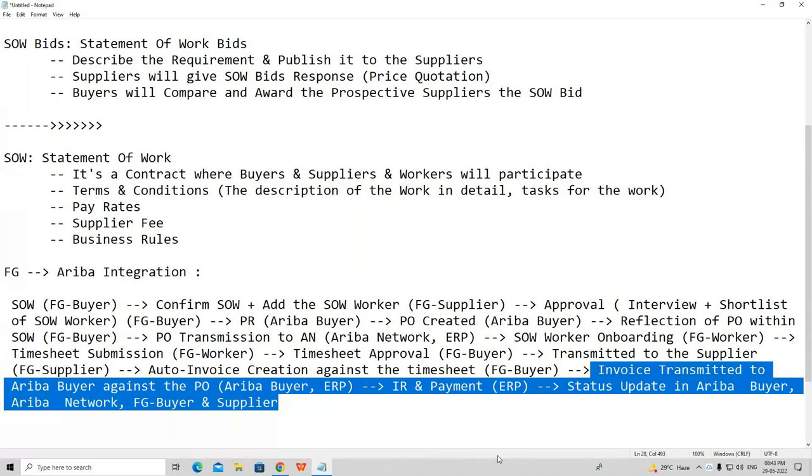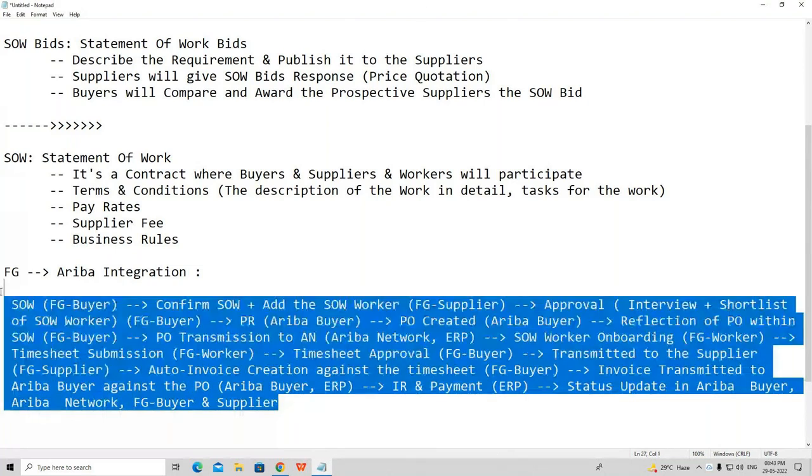Now, some of you guys were basically asking me that, Manoj, the ERS functionality is not present here. It's not present over here at all. ERS from a Fieldglass perspective is not present at all. I was just giving an example. That is why I said ERS in Ariba, comma ERP, why it is being preferred. But remember, in Fieldglass, there is no ERS concept. Okay, keep this thing in your mind.